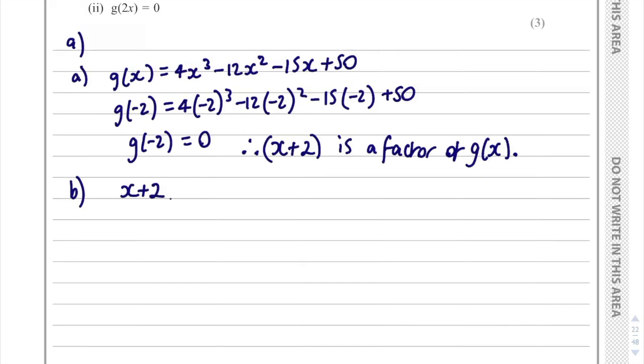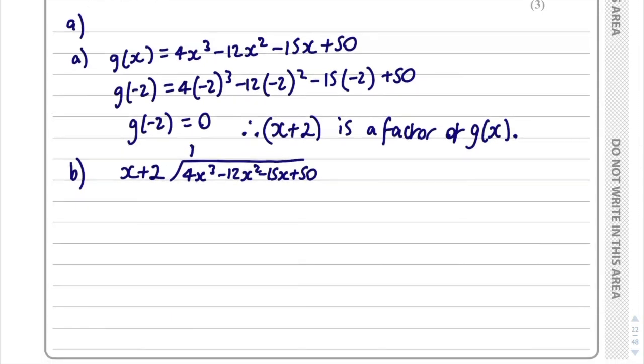So I'm going to work out how many times x plus 2 goes into 4x cubed minus 12x squared minus 15x plus 50. The first thing I do is 4x cubed divided by x, which is 4x squared. And 4x squared times x is 4x cubed, and then 4x squared times 2 is plus 8x squared. I can subtract those two results, so I get 0, and then I get minus 20x squared. Then I can bring down the minus 15x and the plus 50.